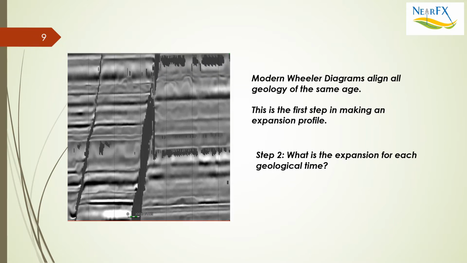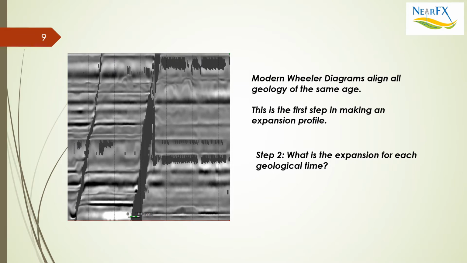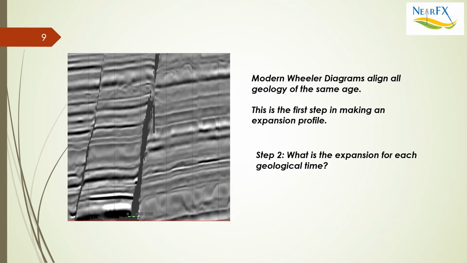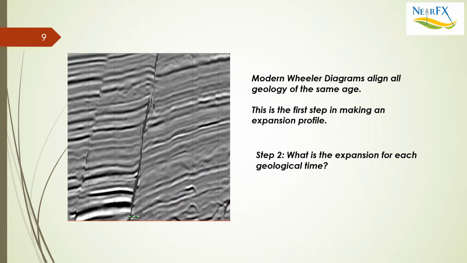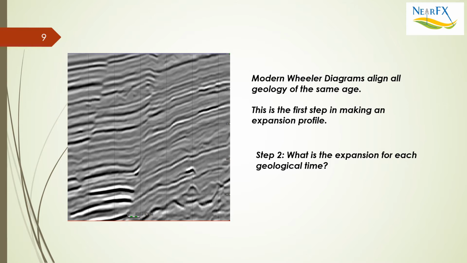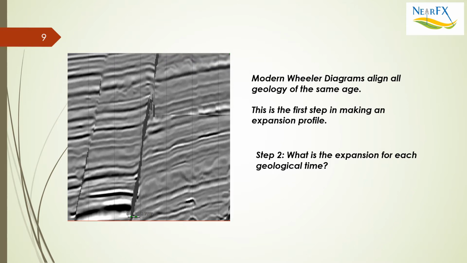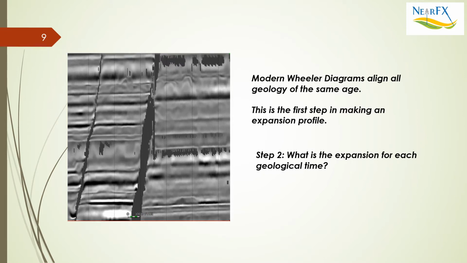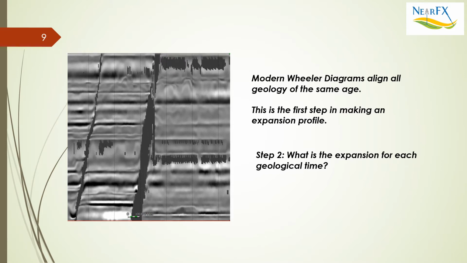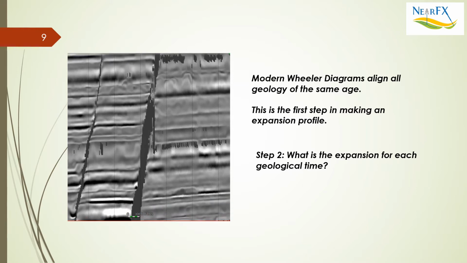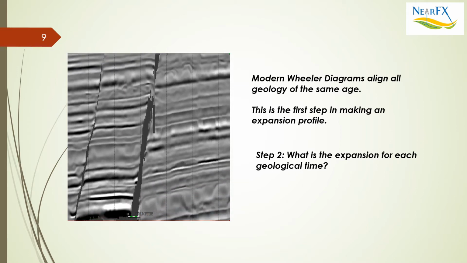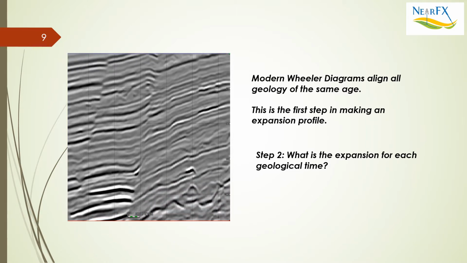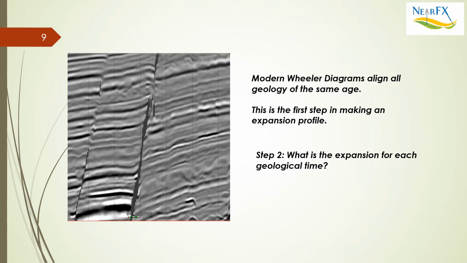You take your regular seismic data, which is in depth or time, and you specify at every level what the geologic time is, with the help of the computer, and then you can reformat it and transform it into a Wheeler diagram. That's the first step for turning a Wheeler diagram into an expansion profile. And again, this is not an academic exercise. If you have an expansion profile, you can break out your sequences and do better exploration.